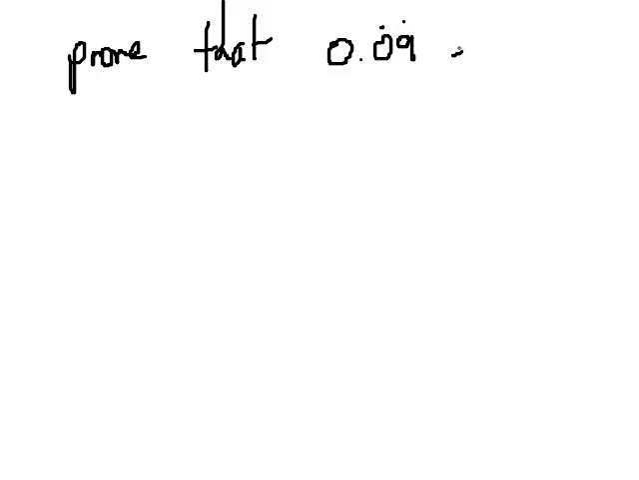Hello. In this video I'm going to show how to solve a particular type of question that occurs in GCSE Maths. A question like this: prove that 0.09 recurring is equal to 1/11th.